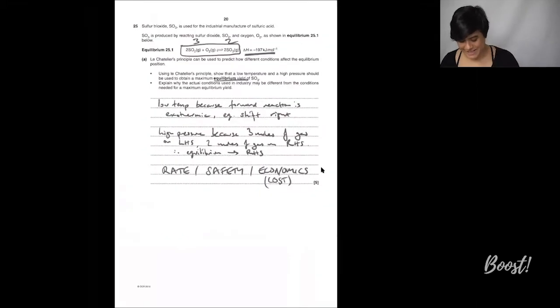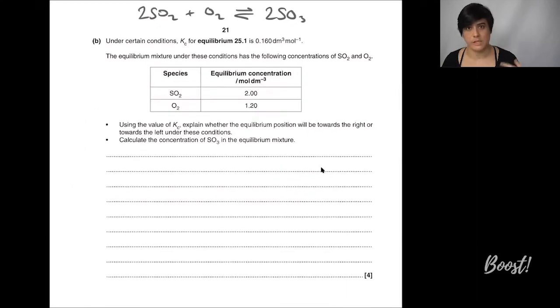Okay, now I'll go on to the next question, which was related to this first one. So, under certain conditions, Kc for that equilibrium is 0.16 decimeters cubed per mole. The equilibrium mixture under these conditions has the following concentrations of SO2 and O2. So that's our reactants. So these are equilibrium concentrations of SO2 and O2. Using the value of Kc, explain whether the equilibrium position will be towards the right or towards the left under these conditions. Okay, so this is where we need to think about, is it greater than 1 or less than 1?